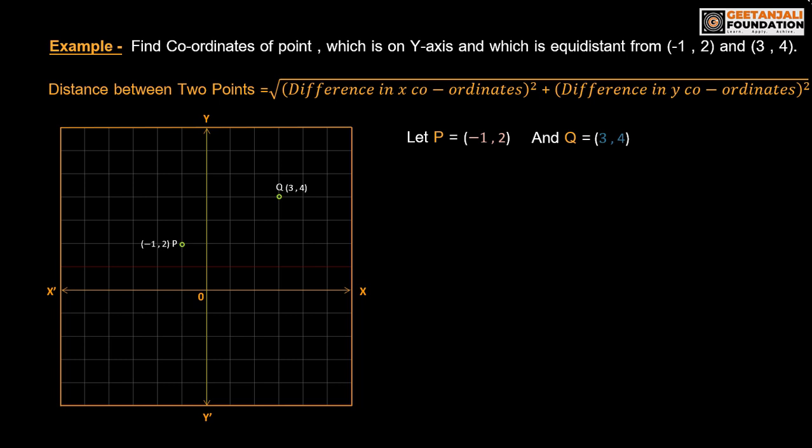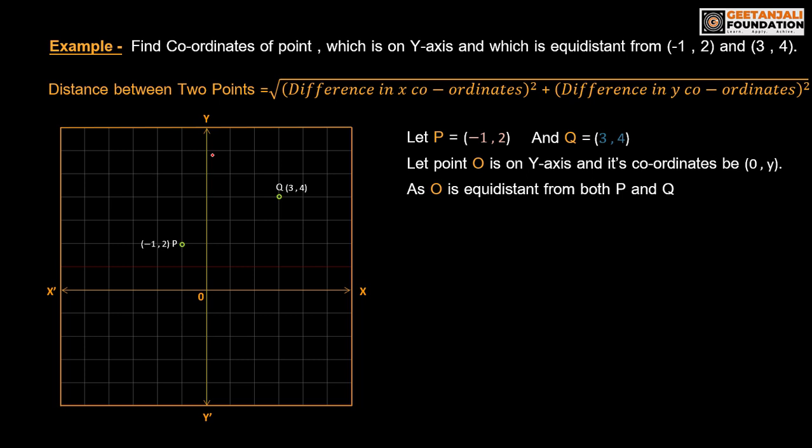So we have to find the coordinates of the point which is on y-axis and which is equidistant from these two. Take that point as O and let's take its coordinates as 0, y because it's on y-axis. So its x coordinate would be 0. Now since it is equidistant from P and Q, it means that OP will be equals to OQ. Here we can directly apply the distance formula for OP and OQ. So for OP, difference of x coordinate will be 0 minus minus 1 because x coordinate of O is 0 and x coordinate of P is minus 1. And for y coordinate, it would be y minus 2 because y coordinate of O is y and y coordinate of P is 2. Similarly for OQ, so we have written here.